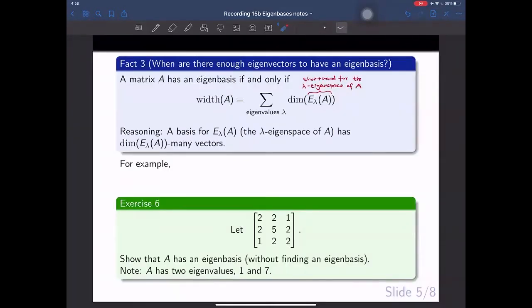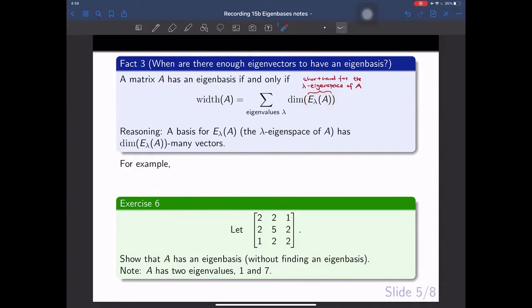Sometimes we just want to know whether a matrix has an eigenbasis without needing to actually find an eigenbasis. So this formula helps us with that. A matrix has an eigenbasis if and only if the width of A is the same as the sum of the dimensions of all eigenspaces of A. This notation, E sub a number of A, is a shorthand for the eigenspace for that number.